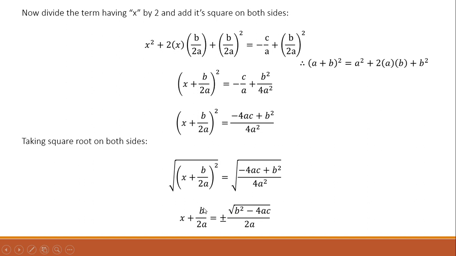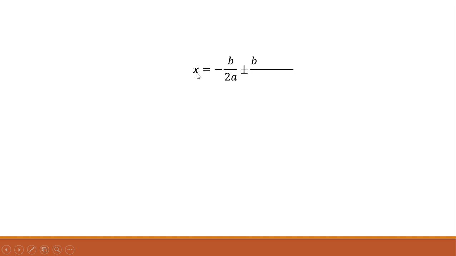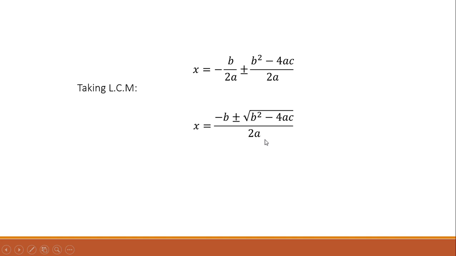Now we will take plus b over 2a to the other side and it becomes negative. The equation becomes x is equal to minus b over 2a plus minus square root of b square minus 4ac over 2a. I forgot to write the square root, please note it. Now taking LCM of both terms, we will get minus b plus minus square root of b square minus 4ac over 2a.